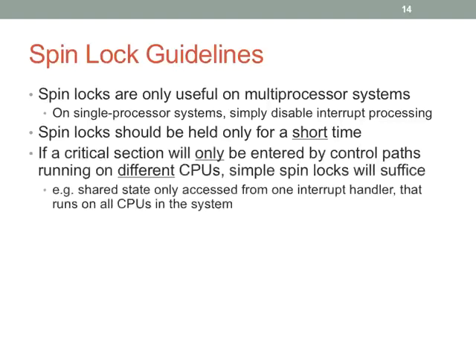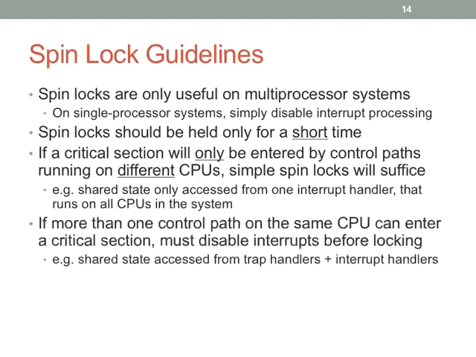If a critical section is only entered by control paths running on different CPUs, simple spin locks are probably fine because you'll never get that weird deadlock scenario that I talked about. If more than one control path on the same CPU can enter a critical section, you have to think very carefully about whether or not you need to disable interrupts before you acquire the spin lock.